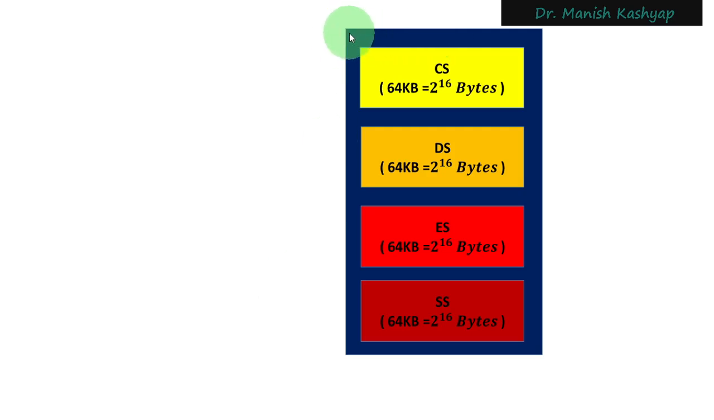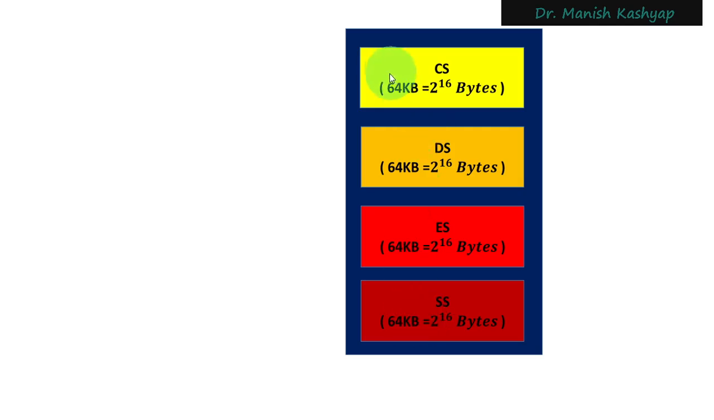So here you will find 2 raised to the power of 20 locations. Now, as discussed earlier, this complete memory is divided into 4 different segments: code segment CS, data segment DS, extra segment ES, and stack segment SS. Each of these segments is of 64 kilobytes, that is 2 raised to the power of 16 bytes. This is also 2 raised to the power of 16 bytes, this is also 2 raised to the power of 16 bytes, and so on. So if you sum 64 kilobytes four times, you will get 256 kilobytes.